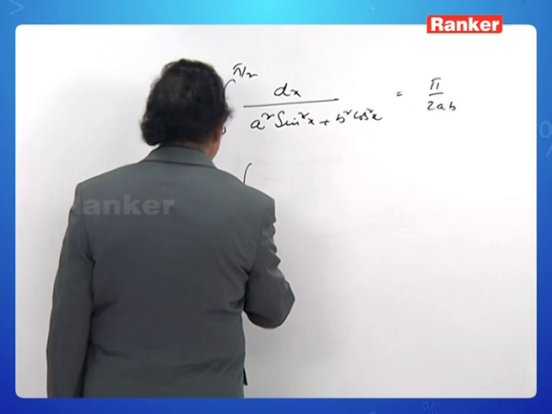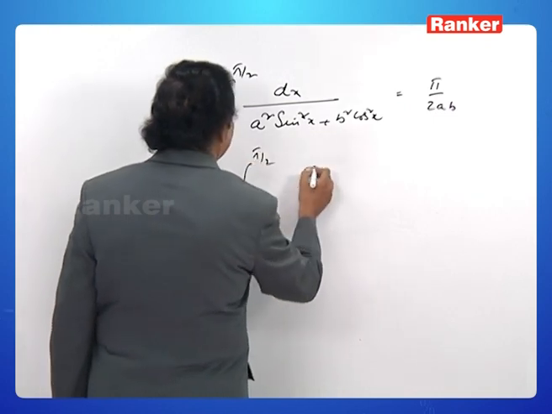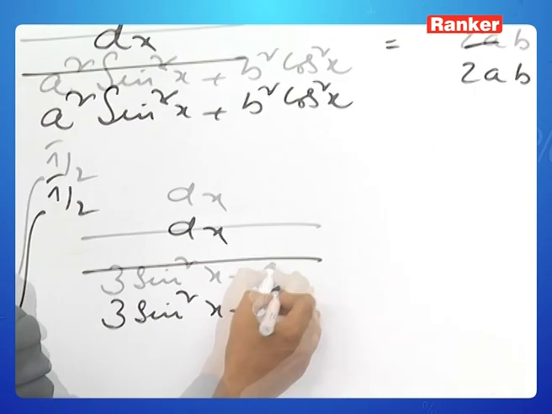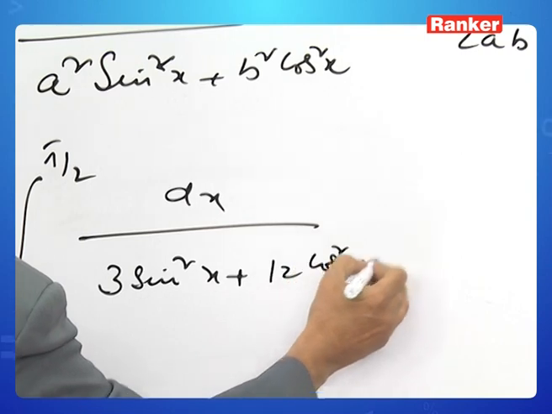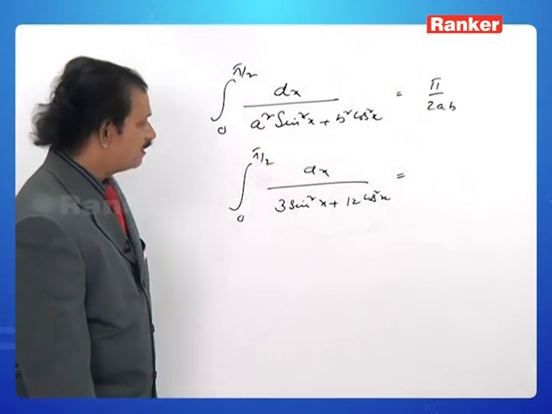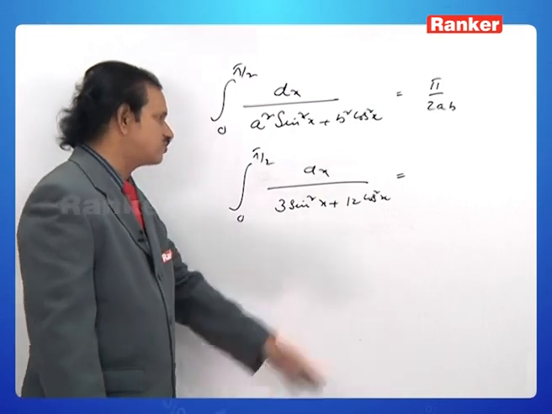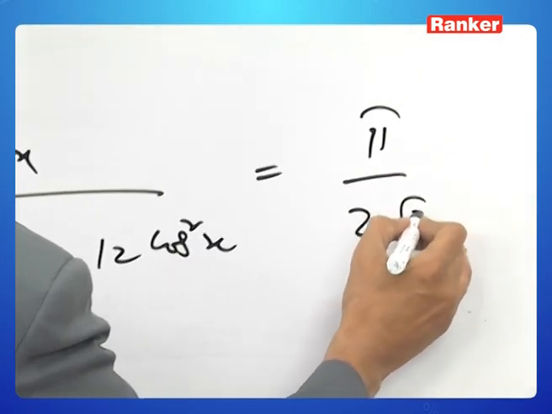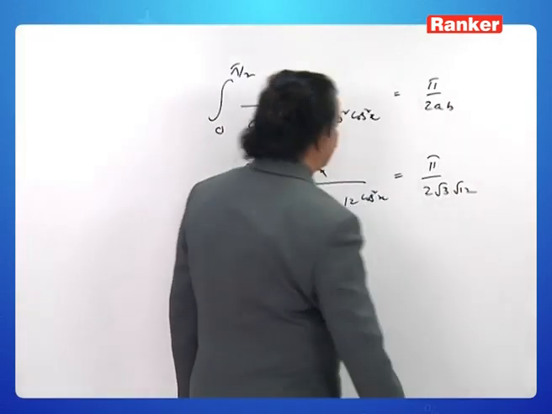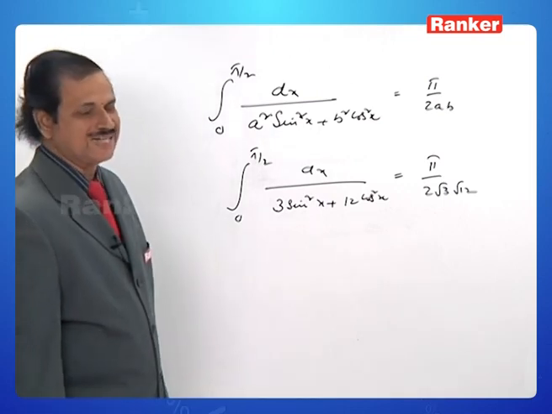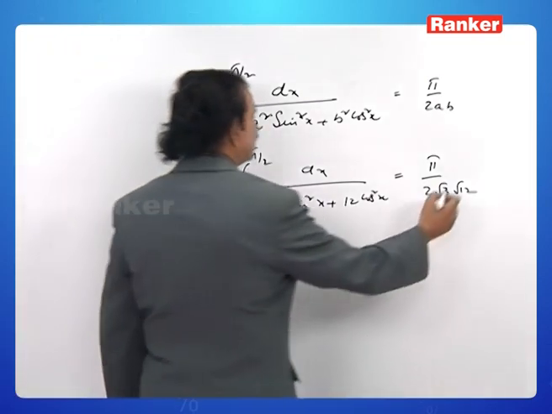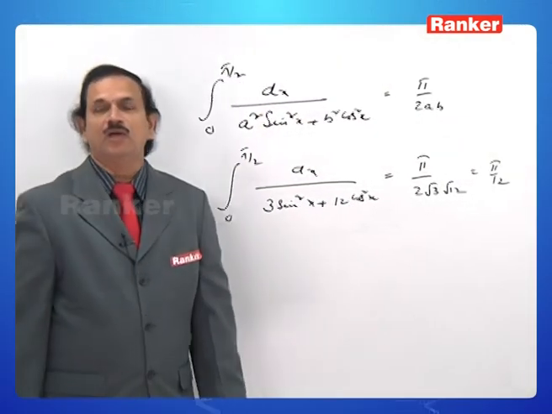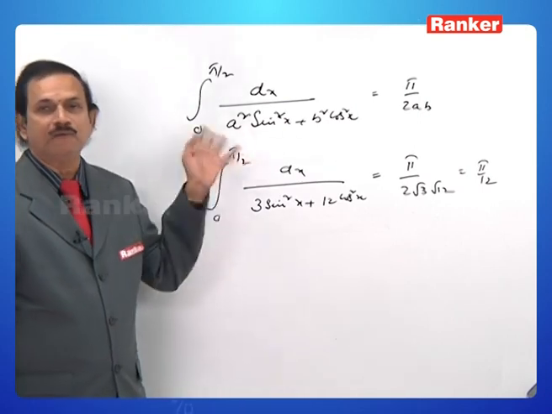Okay, integral 0 to pi by 2 dx by 3 sin square x plus 12 cos square x is? In the place of a square we have 3. In the place of b square we have 12. So the answer is pi by 2ab, pi by 2 root 3 into root 12. Root 3 into root 12 is root 36. Root 36 is nothing but 6. So the answer is pi by 12. This is also a beautiful format. Have a note of that.